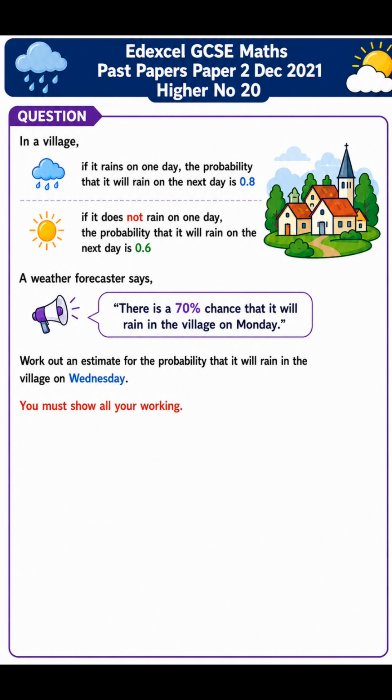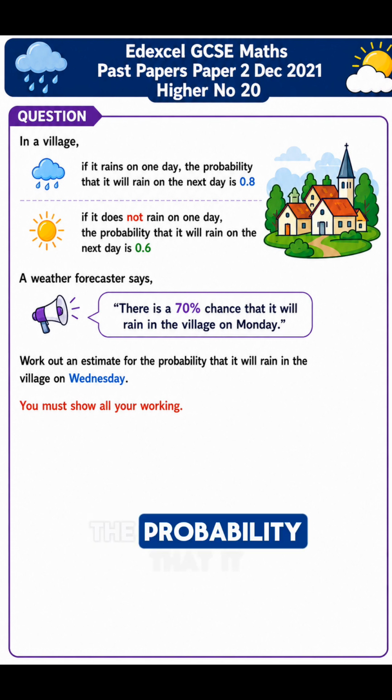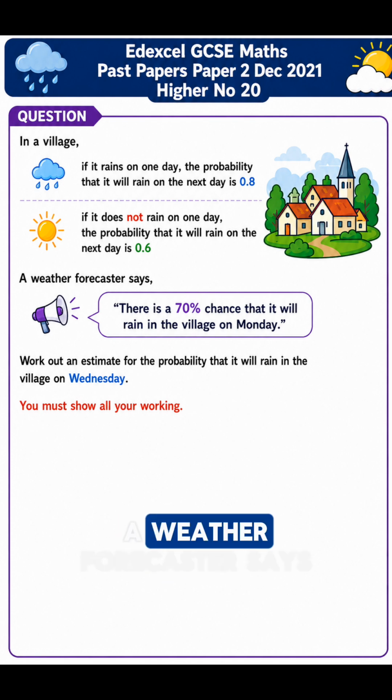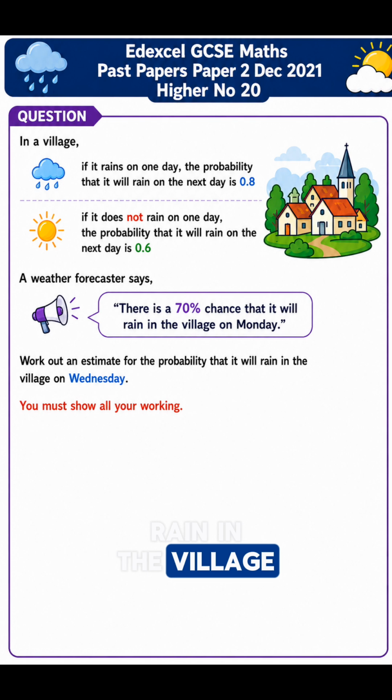In a village, if it rains on one day, the probability that it will rain on the next day is 0.8. If it does not rain on one day, the probability that it will rain on the next day is 0.6. A weather forecaster says there is a 70% chance that it will rain in the village on Monday. Work out an estimate for the probability that it will rain in the village on Wednesday.